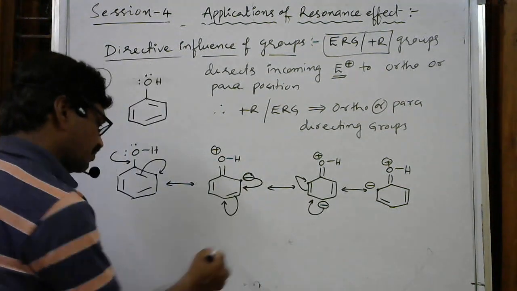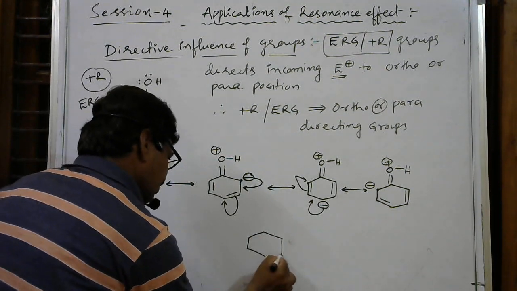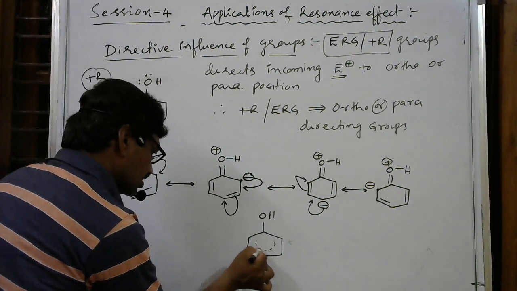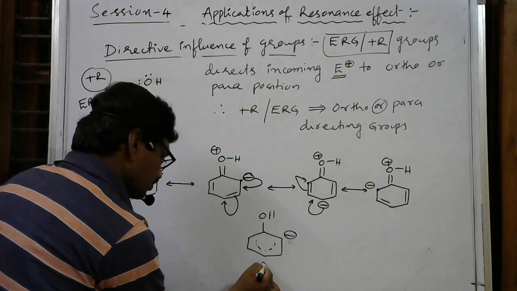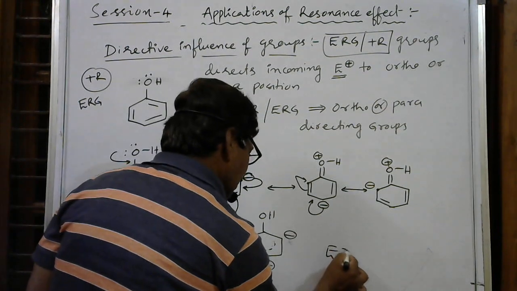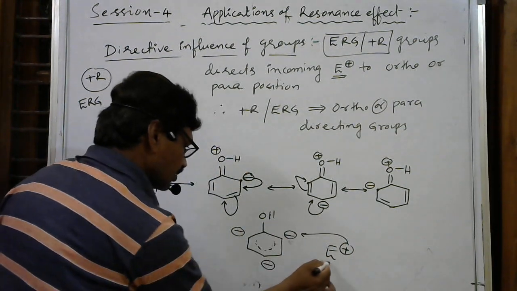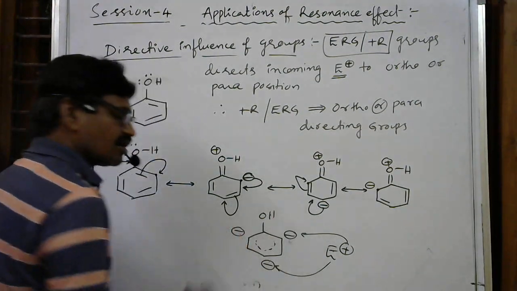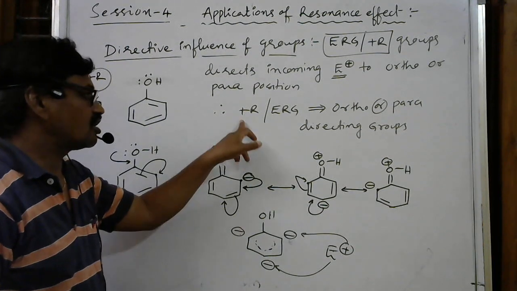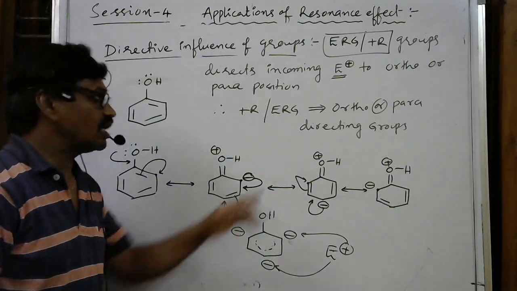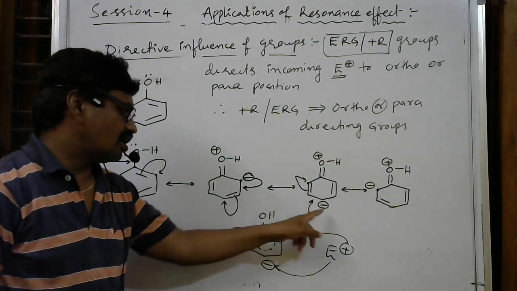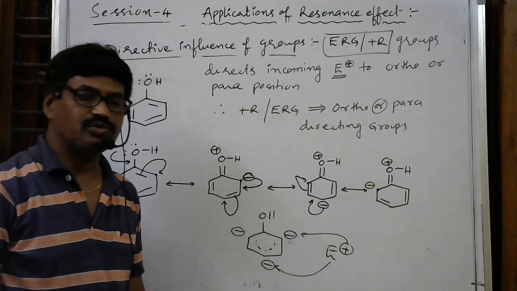So if you observe here, roughly I am writing the OH group. During this delocalization of the bond, negative charge is present on either the ortho position, the para position, or the other ortho position. So the electrophile E plus may come to this ortho, this para, or this ortho. Therefore, we can say any ERG, electron releasing group or plus R group, if present on the benzene ring, the incoming electrophile must attack towards either the ortho position, the para position, or the other ortho position.